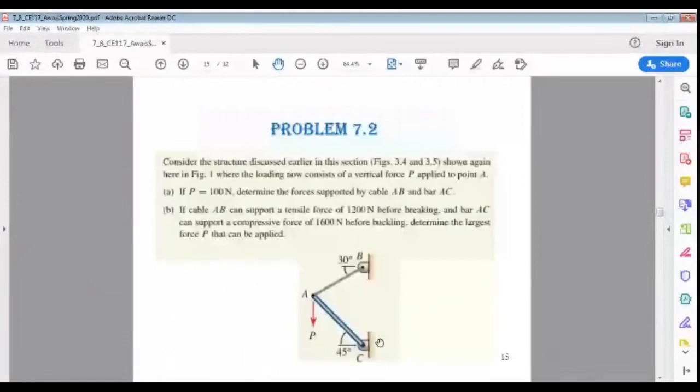Now pay attention. A system and structure is shown, ABC, which consists of a bar AC and a cable AB. A vertical force of magnitude P, which is unknown, is applied at point A. The first part of the question is that if P is equal to 100 Newton, determine the forces supported by the cable AB and the bar AC.